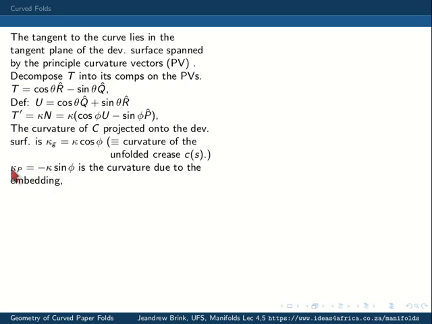The other component is this kappa P, and that's just minus kappa sine phi, and that's the curvature due to the fact that you've bent the paper, or the curvature due to the embedding. In other words, the fact that you've taken this page and made a cylinder out of it gives rise to that second curvature. And you now have an additional condition. We know that the square of these two is restricted by the fact that kappa P squared plus kappa G squared must be equal to kappa squared.